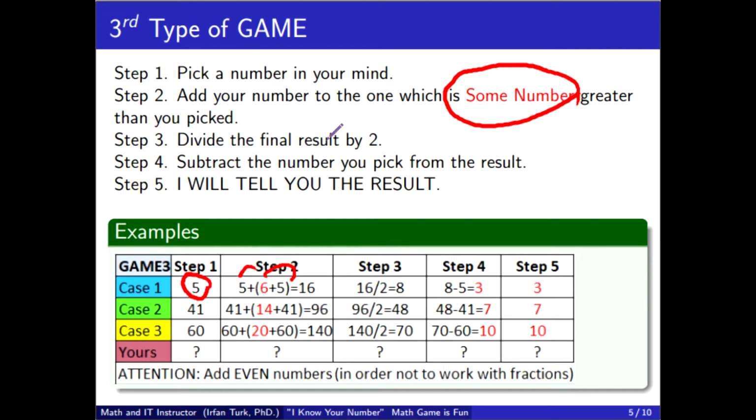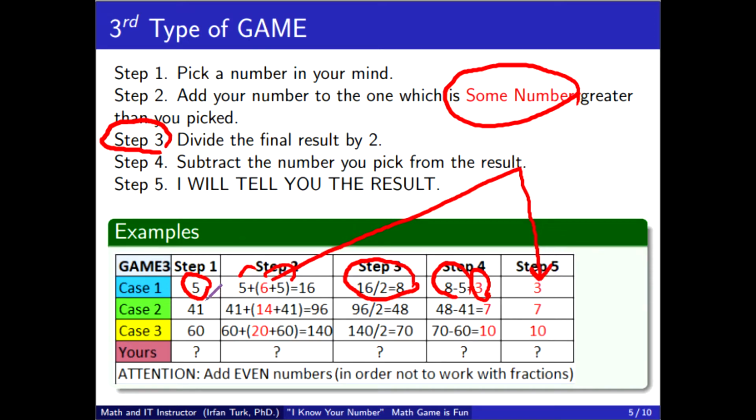And then you can say, okay, in the third step, divide the final number by 2. Once you divide 16 by 2, then we're going to have 8. And once you say, okay, subtract the number that you picked at the beginning from that number, so it's going to be 8 minus 5. The final is going to be 3. And then you can say, okay, I know your number now, which is 3. And as you can see, there is a connection also between the number that you add and the final result.